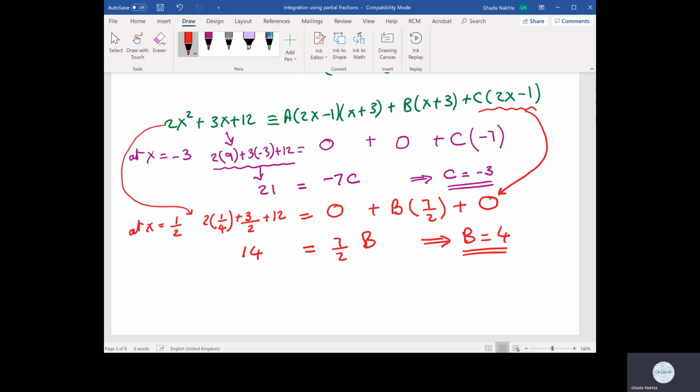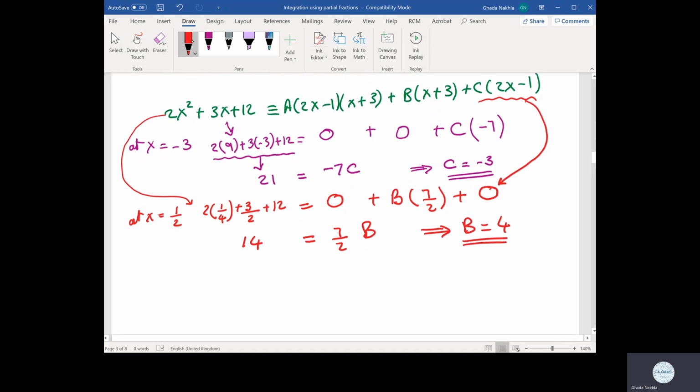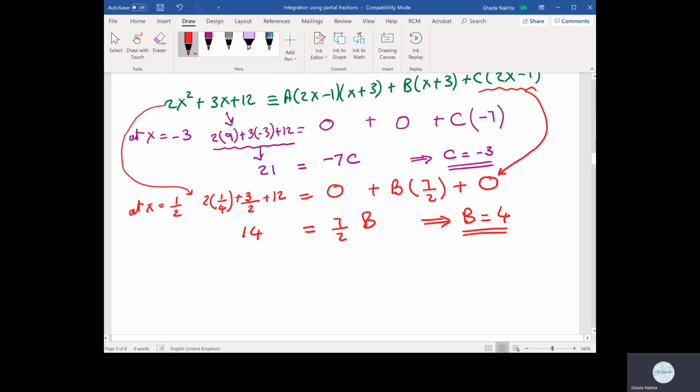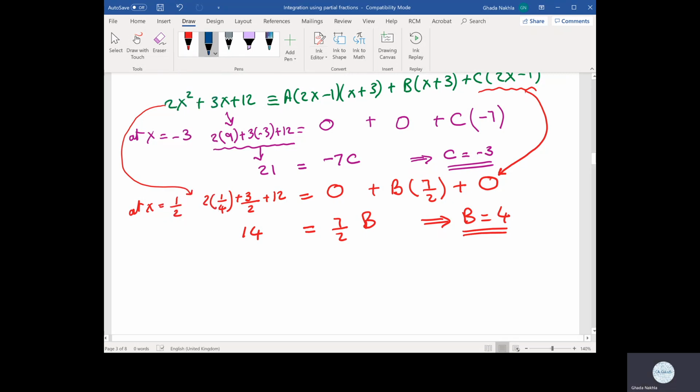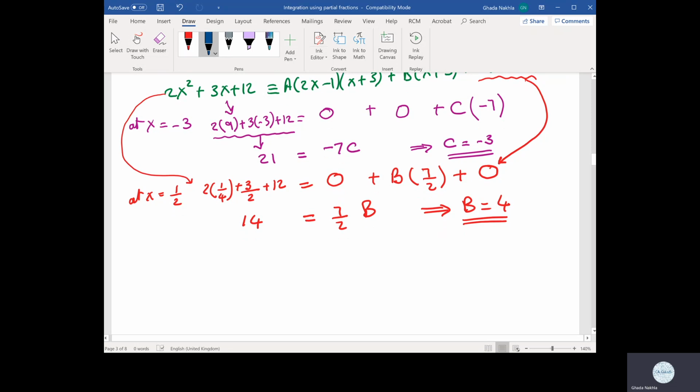So now I know the value of C and B. I haven't found the value of A yet. Okay, so that's what I need to do next. Let's go blue, and let's find the value of A. And again, just make your life easy, either go for 0 or 1. And in this case, let's go for x equals 0. So at x equals 0, substitute a 0 into here.